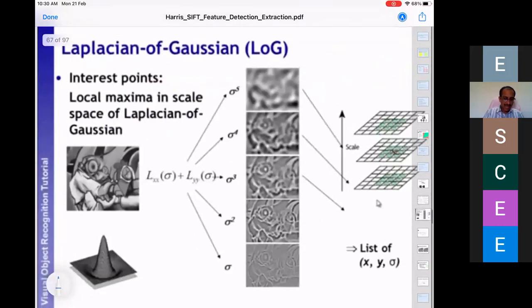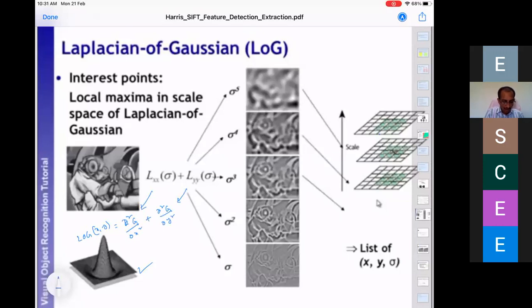So as I mentioned, this is how the two-dimensional Laplacian of Gaussian looks if you convolve it on an image. This comes from Lxx, which means ∂²G/∂x², and Lyy means ∂²G/∂y². This is how Lxx and Lyy are written. And this is the two-dimensional Gaussian. As I mentioned, it will actually have a peak and then a dip.